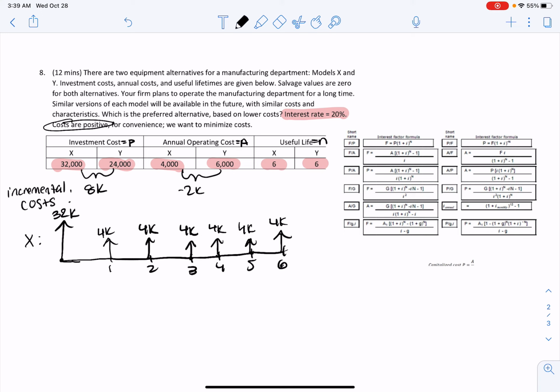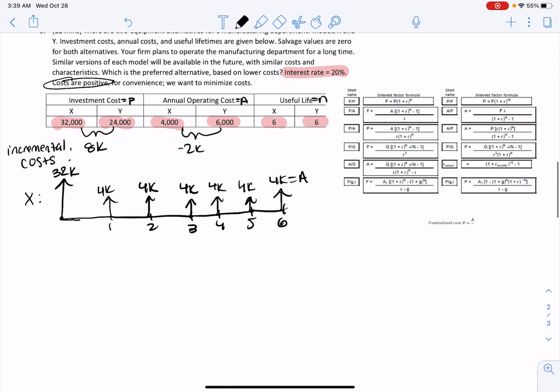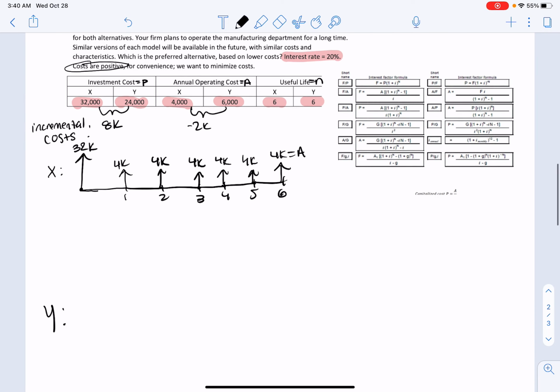And so what is our 4K? 4K is our A value because it's consistent, equal payments throughout our useful life. N. So now let's draw out our Y, and then we can solve both because they're solved the same way, which is really nice. So for Y, same exact thing.